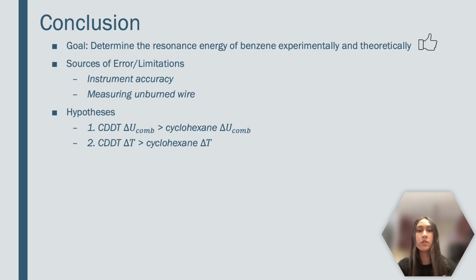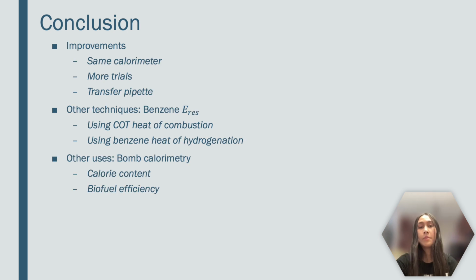Regarding the hypotheses, the first hypothesis was supported. The magnitude of the delta U combustion of CDDT was larger than cyclohexane's as shown back on slides 10 and 11. The second hypothesis was not supported. It was found that the temperature change for CDDT was smaller, as seen also in the trial 1 results data. To correctly analyze this hypothesis in the future, both CDDT and cyclohexane would need to use a gel capsule. The temperature change had 2 differing variables between samples, the type of fuel and whether or not the gel capsule was involved.